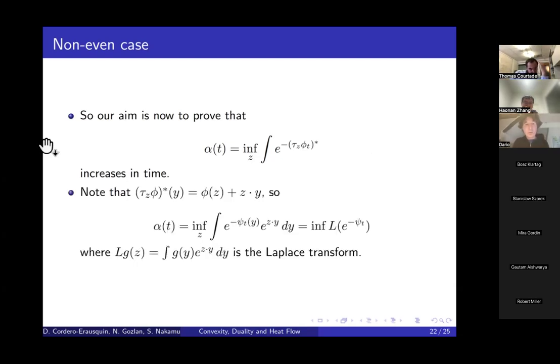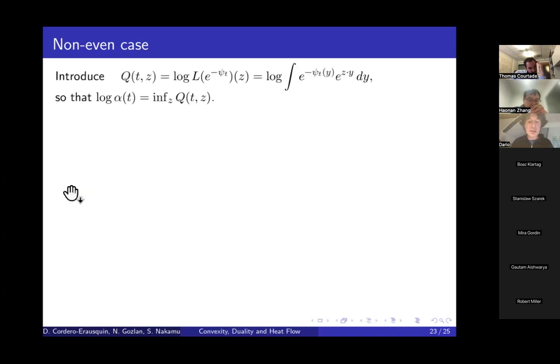If you look at how translation acts on the Legendre transform, you see that it gives you the Legendre transform plus a linear correction. So the function I'm looking at is the infimum over z of exponential minus the Legendre transform of phi t, that I call again psi t, times exponential z dot y. So this is just the infimum of the Laplace transform of exponential minus psi t. Okay, so I call L the Laplace transform, and I want to prove that this is increasing.